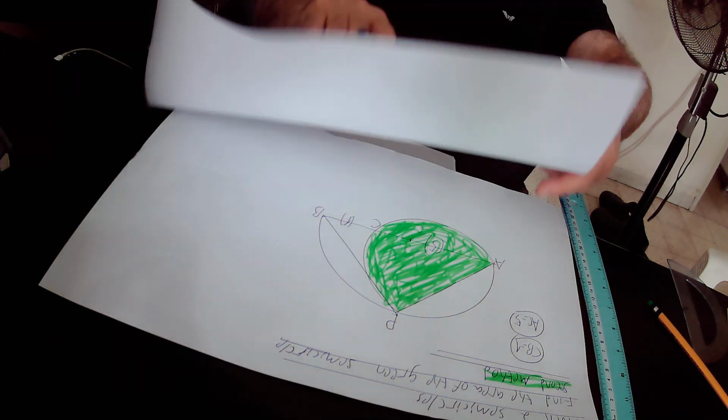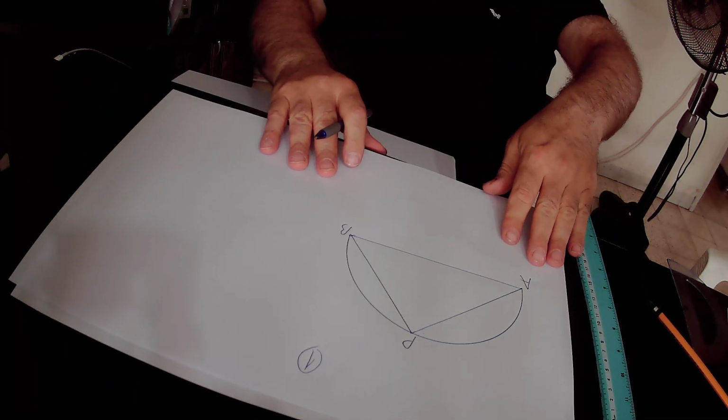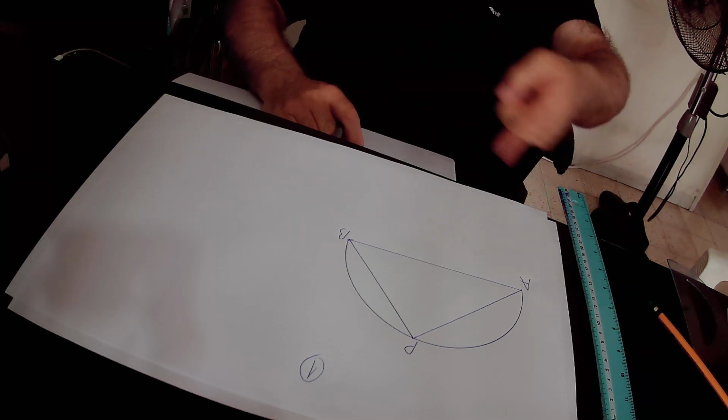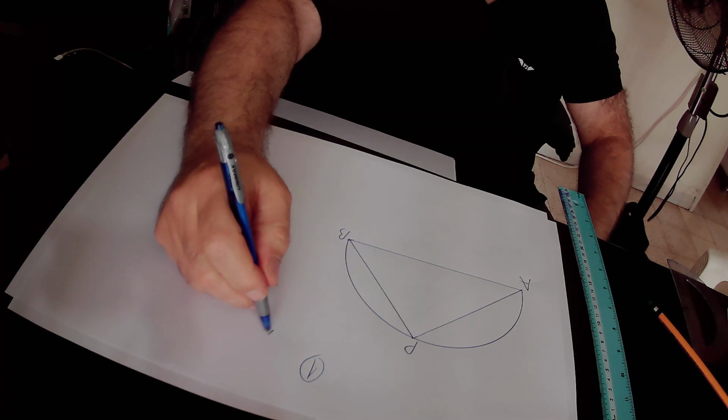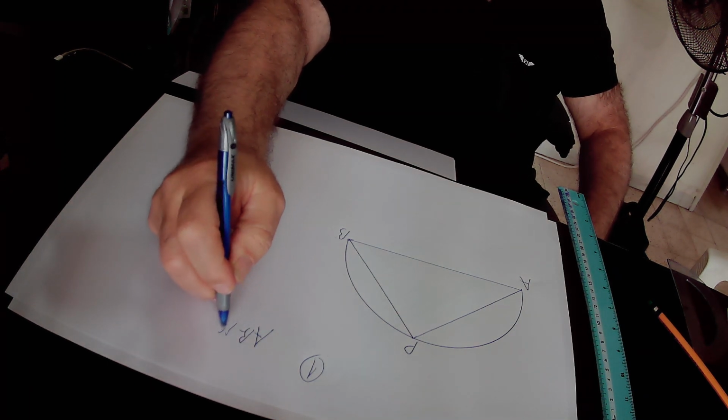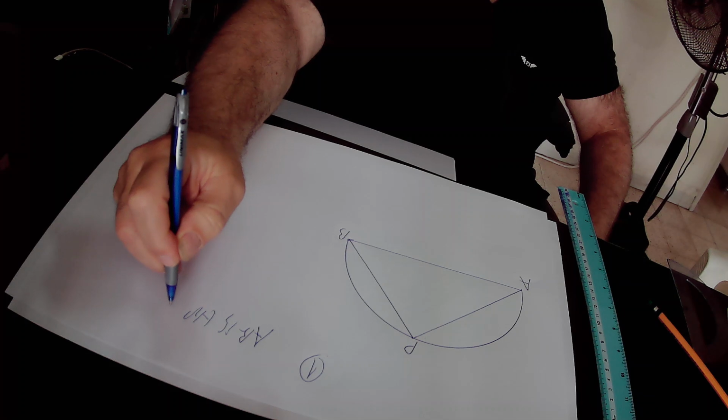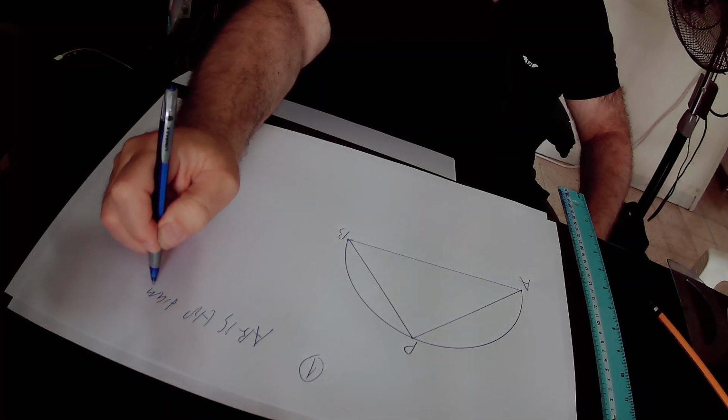So actually, this is the white semicircle that I copied from the original drawing. We know that AB is the diameter of this white semicircle, so we write it down. AB is the diameter of the white semicircle.